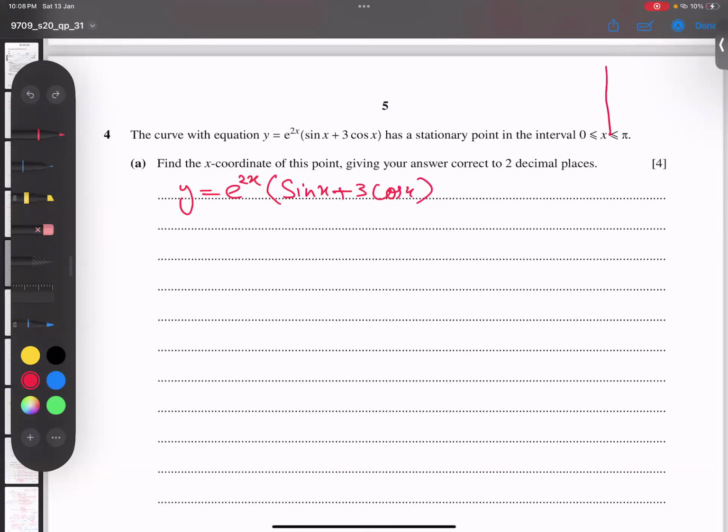What does 0 to pi mean? It means the first two quadrants only. Find the x coordinate and give the answer to 2 dp. So let's start. Job number 1.